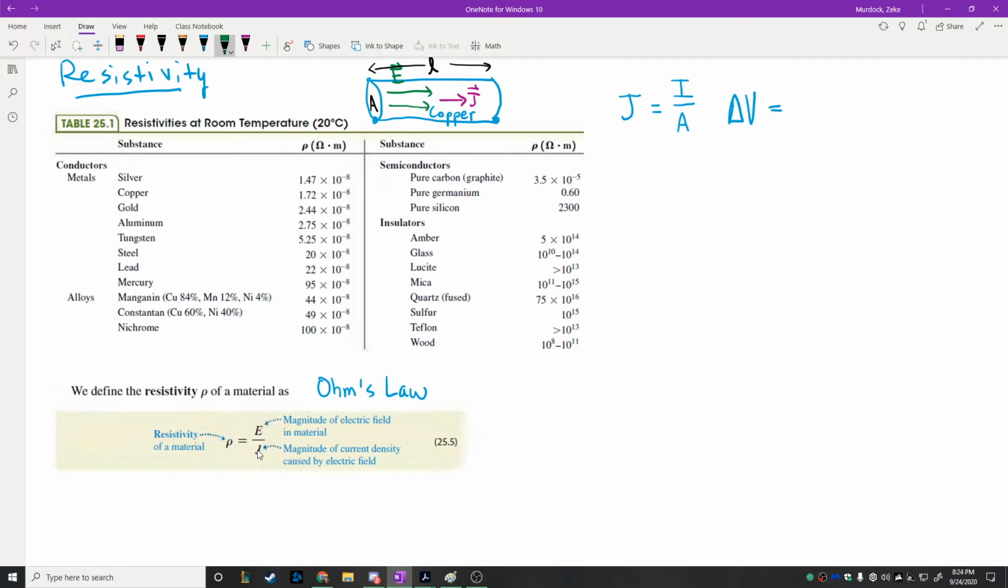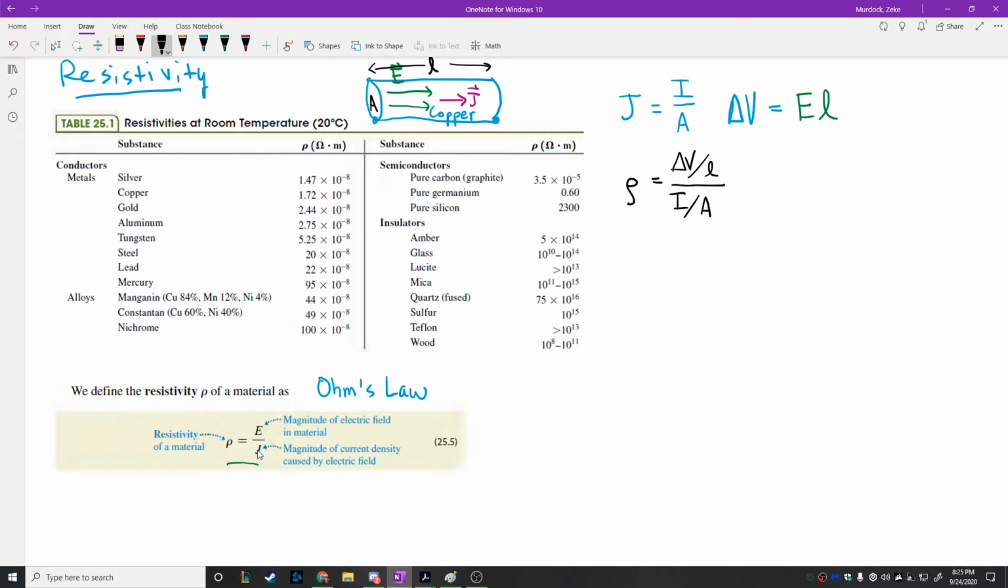E times L, exactly. Okay, let's put this equation, Ohm's law, together with these two expressions here. Let's eliminate E and let's eliminate J, okay? Now our equation for Ohm's law is going to say the following. It's going to say that rho is equal to, so E is just delta V divided by L. J, current density, is I divided by A.